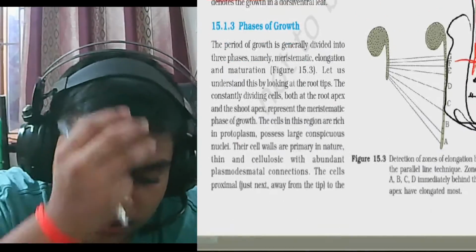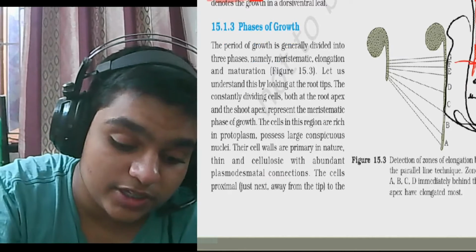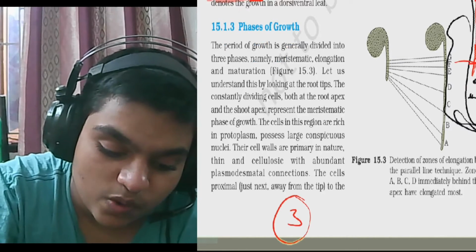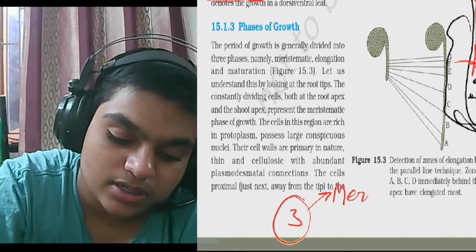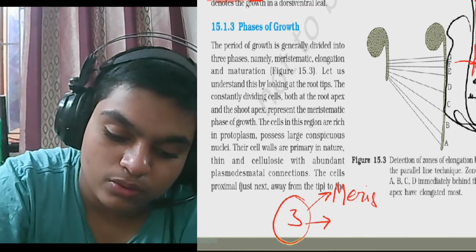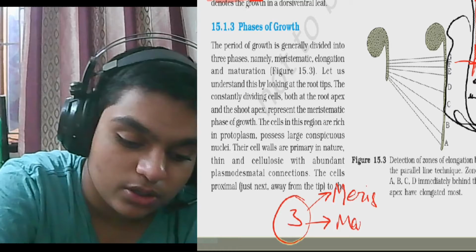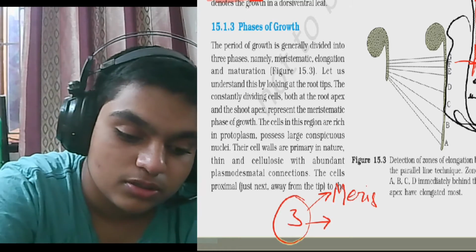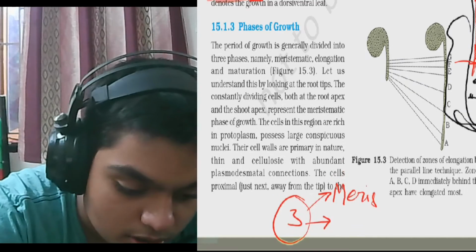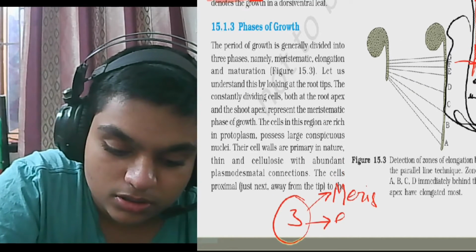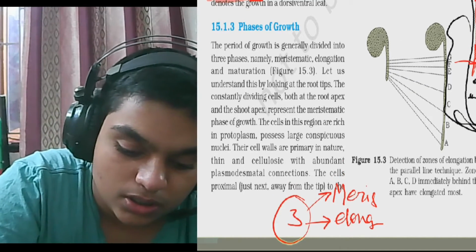Now let's see the phases of growth. As I said, we have 3 phases of growth. 1, meristematic. 2, elongation. I'll be telling you a trick how to remember this. 3, maturation.